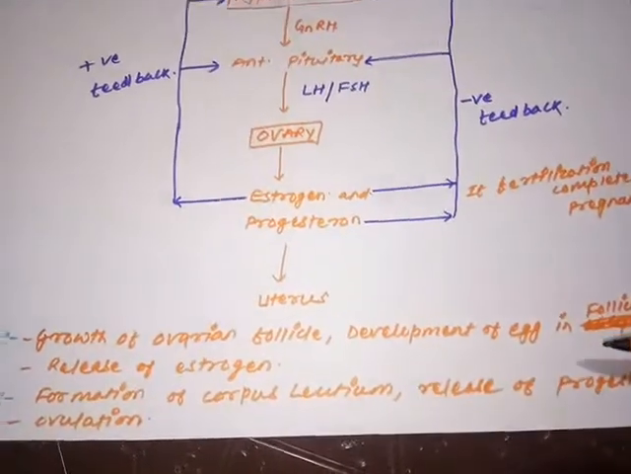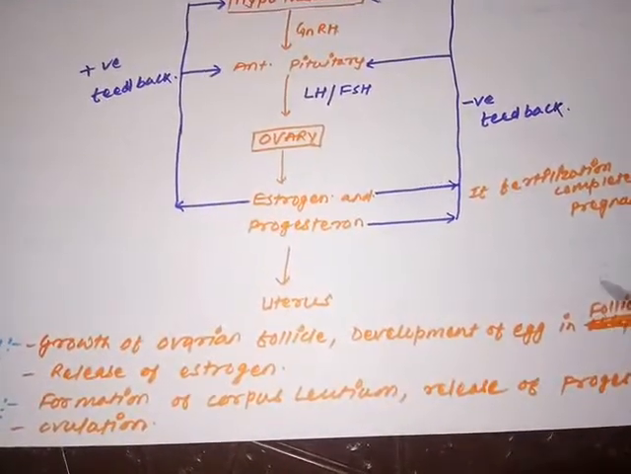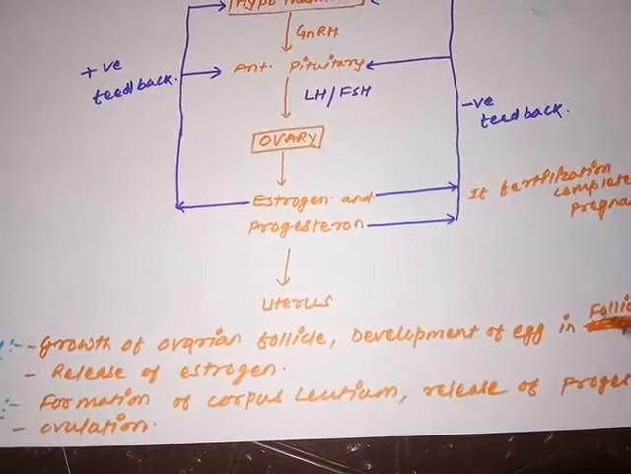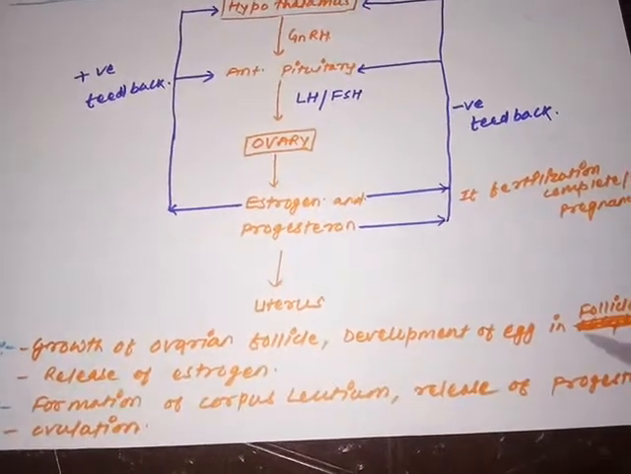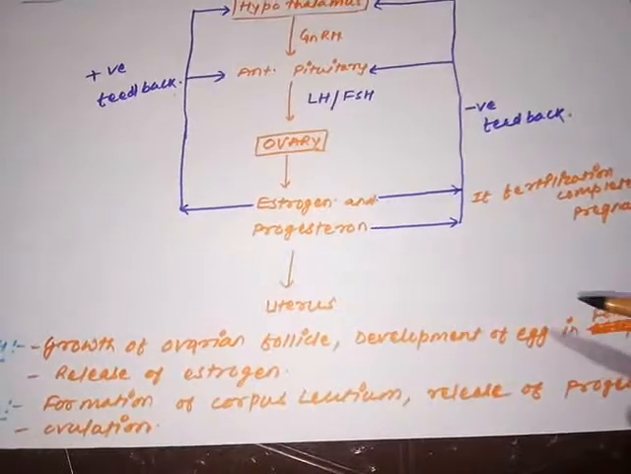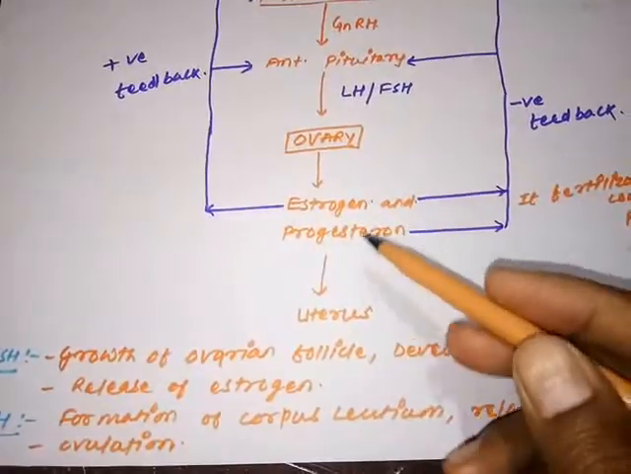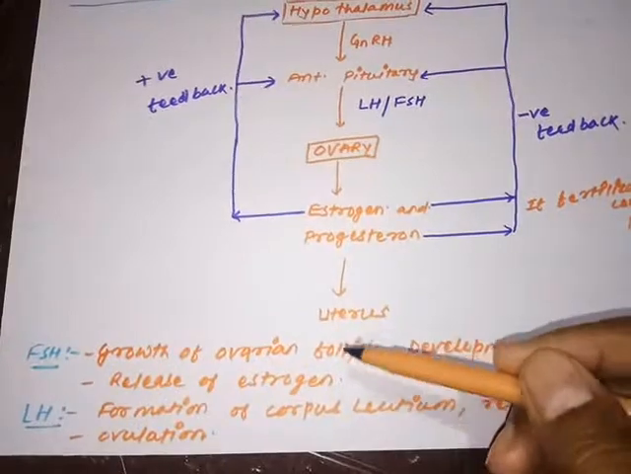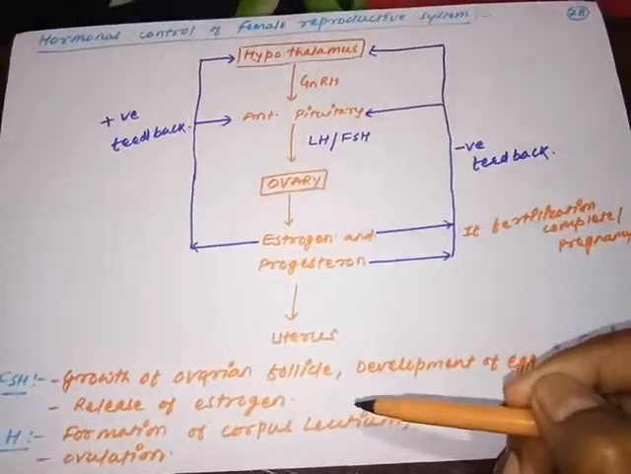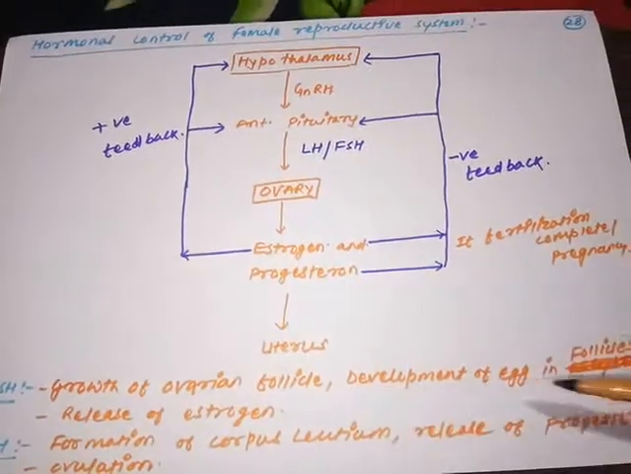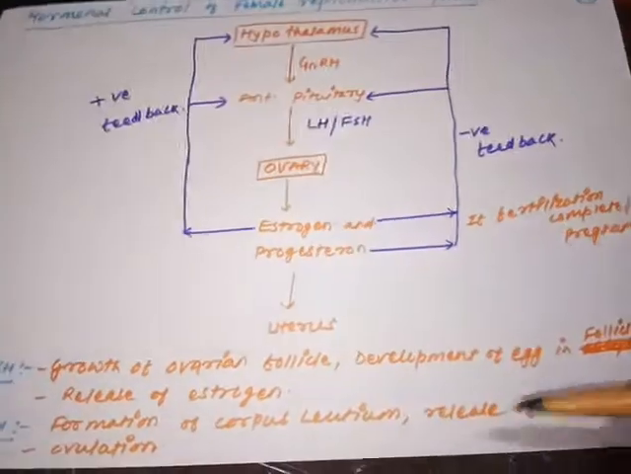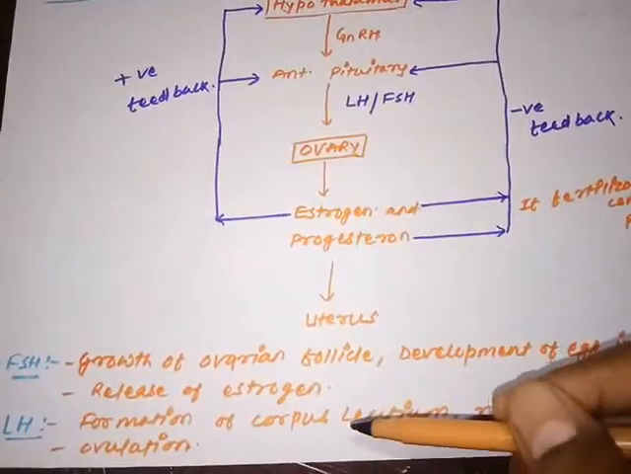Are you getting my point? It is not going to stimulate the growth of the follicle, but it stimulates the development of the egg inside the follicle also. It also stimulates the release of estrogen. So what is the function of FSH? Stimulate the release of estrogen and growth of ovarian follicle, development of egg inside the follicle. What is the function of LH now?